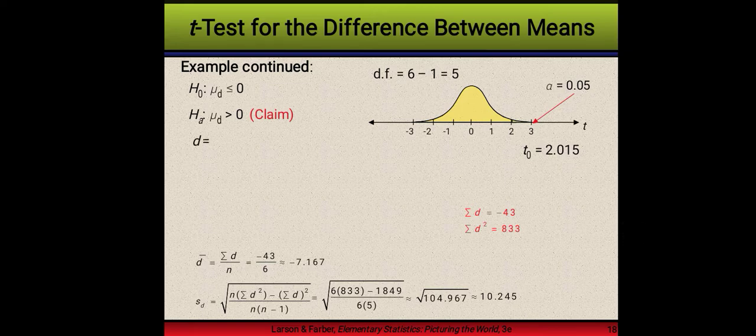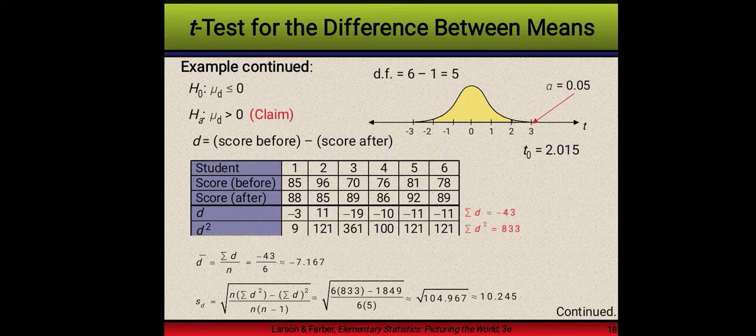We have the score before and after. The D is represented below in the score after, and it is multiplied by itself, since D squared is D to the power of 2, and that is the result. In D we have negative 43, and D to the power of 2 is 833. So what we'll do next is to get the standard deviation.